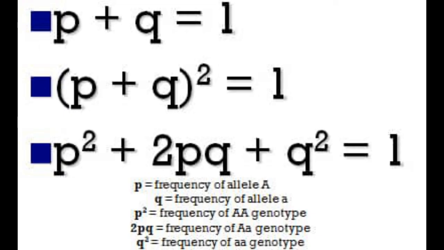There are a few equations and symbols you will need to know in order to complete a Hardy-Weinberg problem. The equations p squared plus q squared plus 2pq equals 1 and p plus q equals 1 can be used to determine the dominant and recessive allele frequencies in a population and the genotype frequencies in a population. P represents the frequency of the dominant allele, while Q represents the frequency of the recessive allele. P squared represents the frequency of the homozygous dominant genotype. Q squared represents the frequency of the homozygous recessive genotype, and 2pq represents the frequency of the heterozygous genotype.